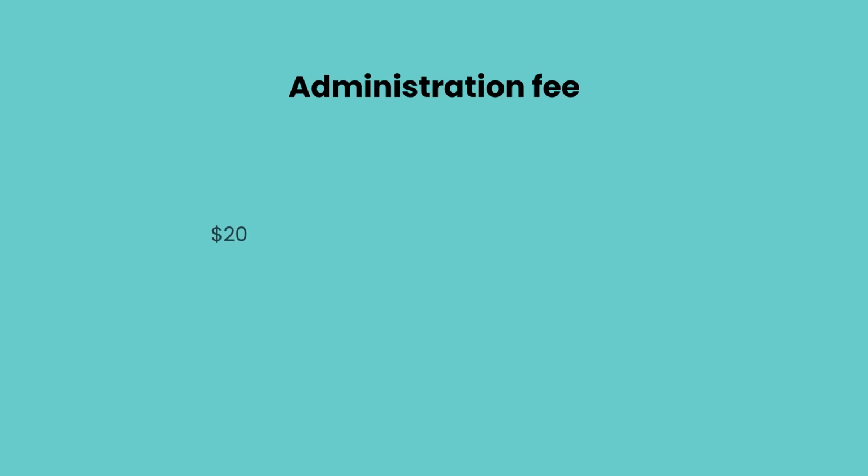$976.44. The last part of the calculation is the administration fee. This is calculated by multiplying $20 by the number of employees who experienced a shortfall.